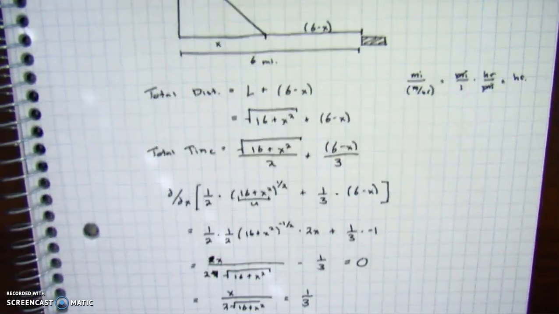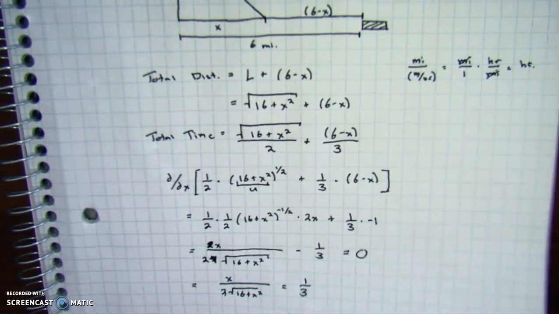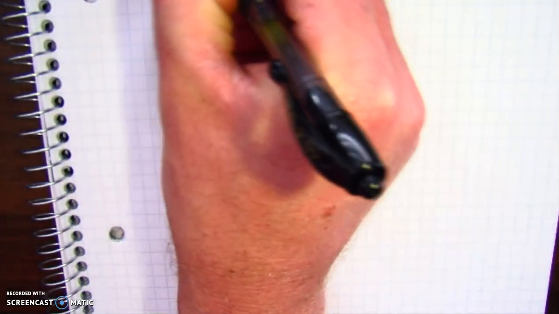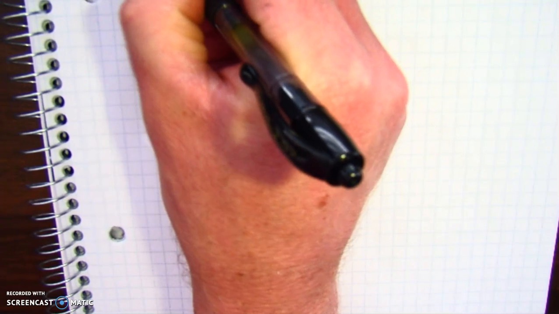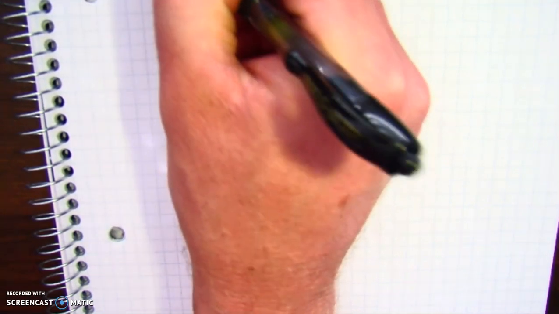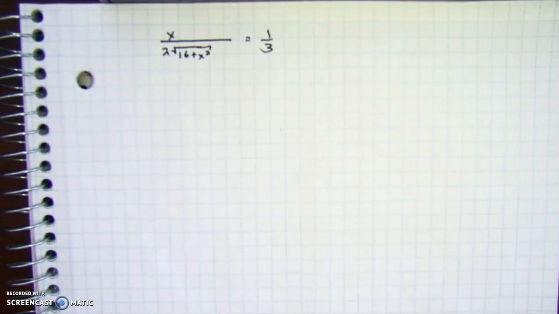Whoops. Sorry, everyone. We're kind of getting low on this paper. Let me tear this out real fast, and then I will recopy our equation over here. So I've got x over 2 square root of 16 plus x squared equals 1/3. Okay, there we go. Now we can keep going with our math here.